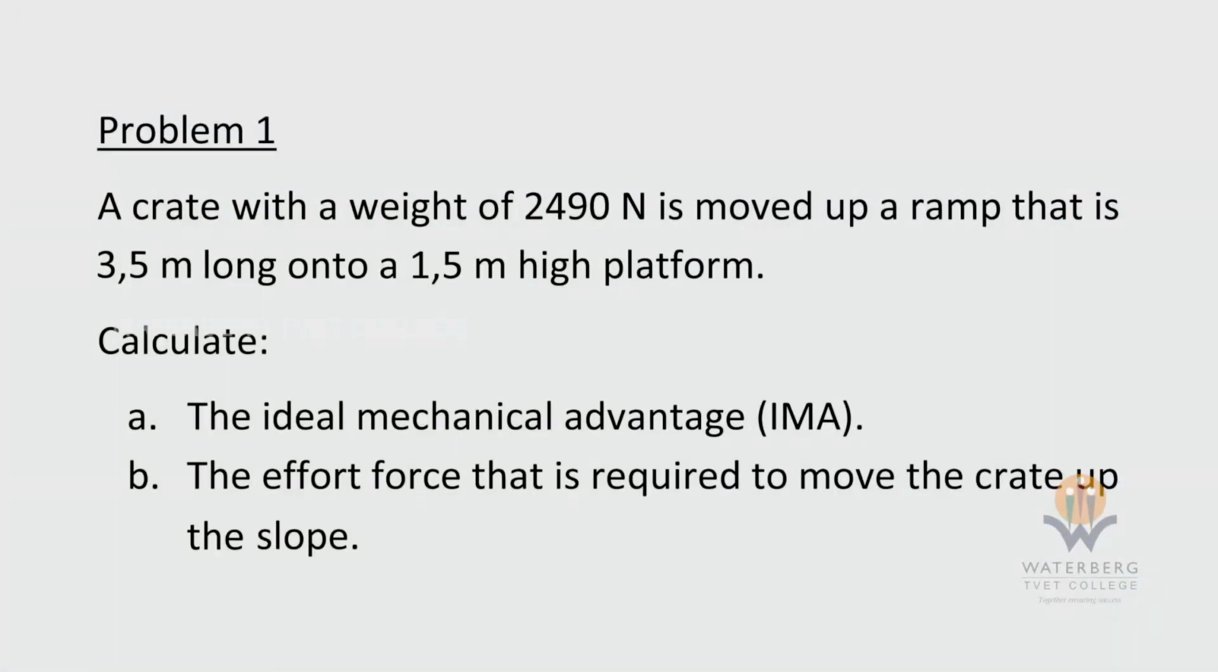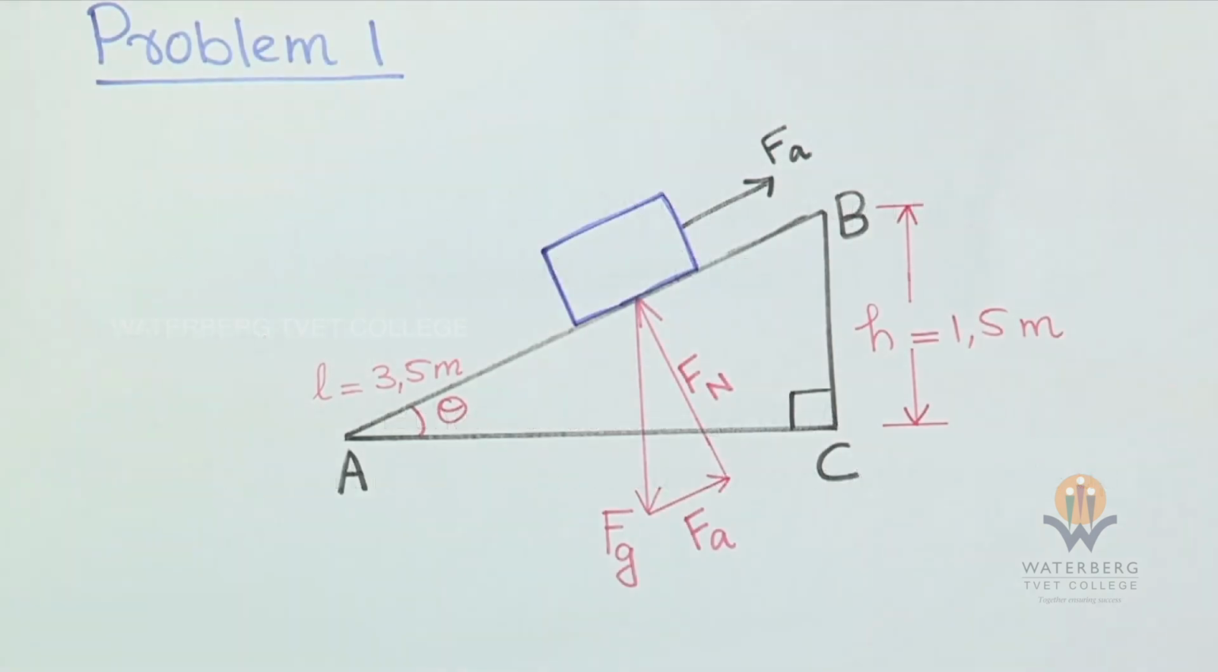Now we can do a problem based on the inclined plane. The question is as follows. A crate with a weight of 2490 Newton is moved up a ramp that is 3.5 meter long onto a 1.5 meter high platform. Calculate number 1, the ideal mechanical advantage. Number 2, the effort force that is required to move the crate up the slope. Our question says a crate with a weight of 2490 Newton is moved up a ramp.